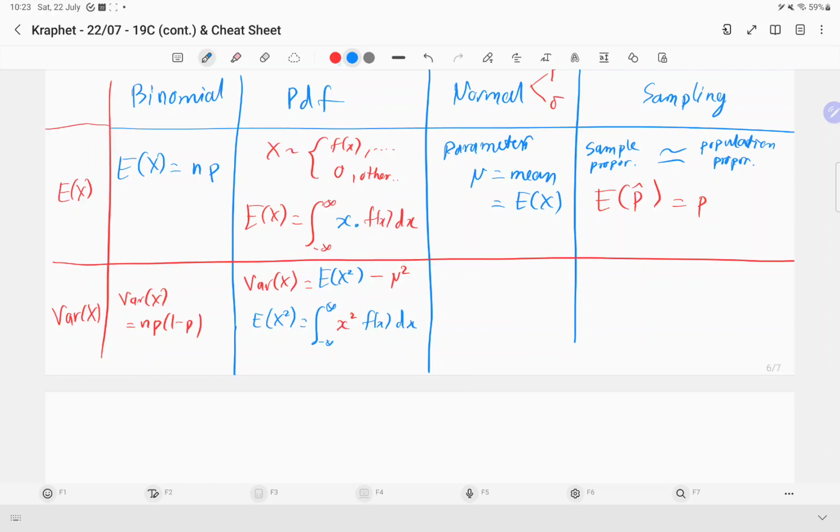Our formula. So for the normal distribution, var x is again just a parameter, sigma squared, one of the main parameters. That's it. Not much. Now for sampling, var of x is also sigma squared, but I'm just going to tell you what the sigma value is. The standard deviation in the sample, think of it this way, is the square root of p hat times 1 minus p hat over n.